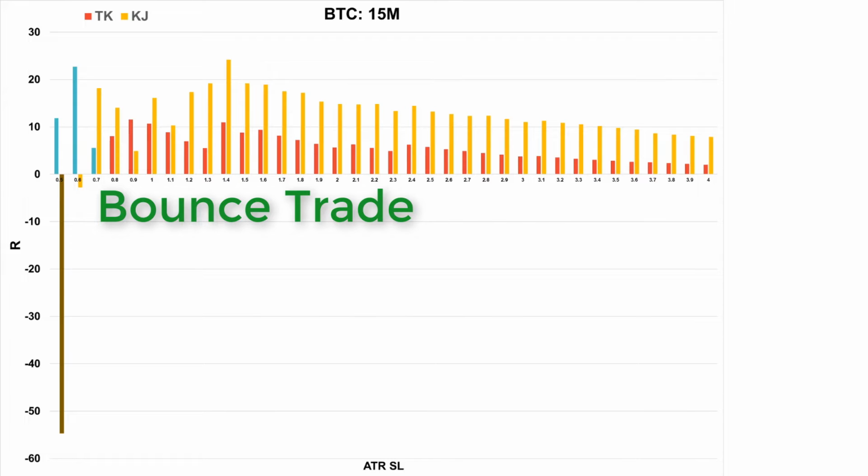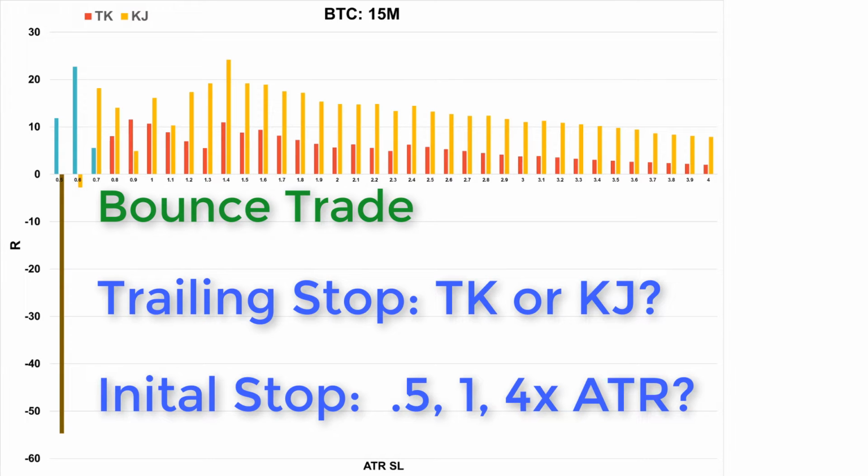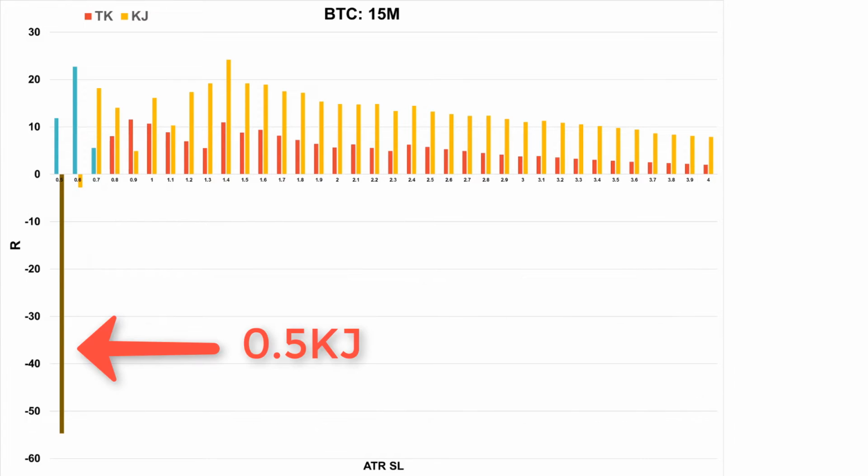As I mentioned before, you have two decisions to make when taking a trade. Do you want to trail your stop with TK, the faster moving average, or do you want to use KJ, the slower moving average? We're using ATR as the initial stop loss, and you can use whatever multiple of it that you want. Here I show you the results for both TK and KJ using an initial stop of 0.5 all the way up to 4 times the ATR. 0.5 KJ is throwing off the scaling, so let's not use that to get a better picture.